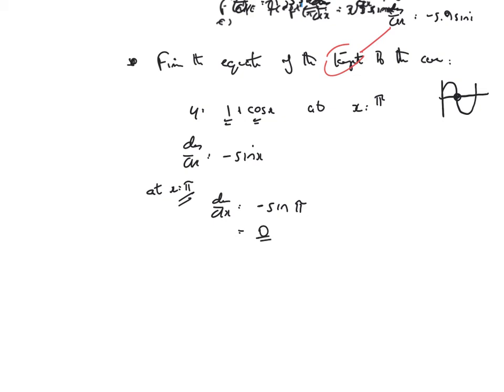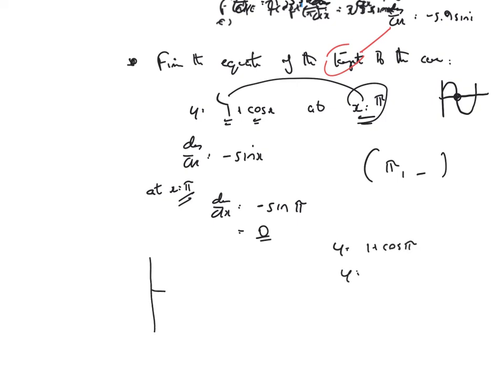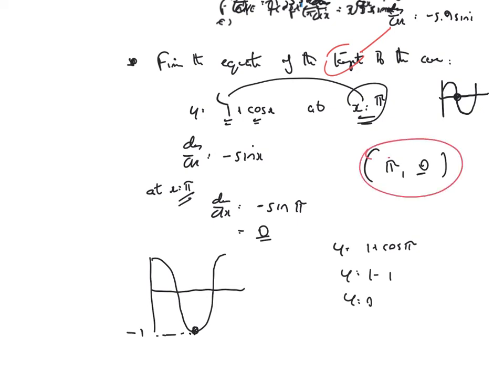Okay, so I've got a gradient, now I need to find my point. The x-coordinate is pi, and now I need to find the y-coordinate. How am I going to get that? Sub it into the original function for y. So y equals 1 plus cos pi, and cos pi, cos 180, let's have a think about that. That's down here, that's minus 1, so that's 1 minus 1, and that's equal to 0. So I've got my point, and I've got my gradient.